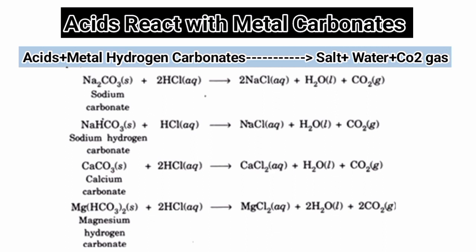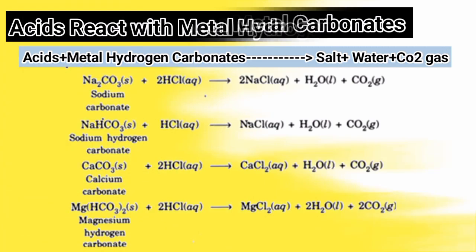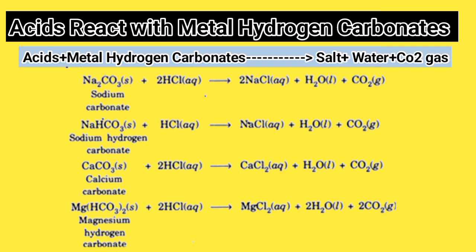And next one, carbon dioxide gas is also produced. So these are all the best examples of acids reacting with metal carbonates. And next, coming to acids reacting with metal hydrogen carbonates, here also salt, water and carbon dioxide gas are produced.